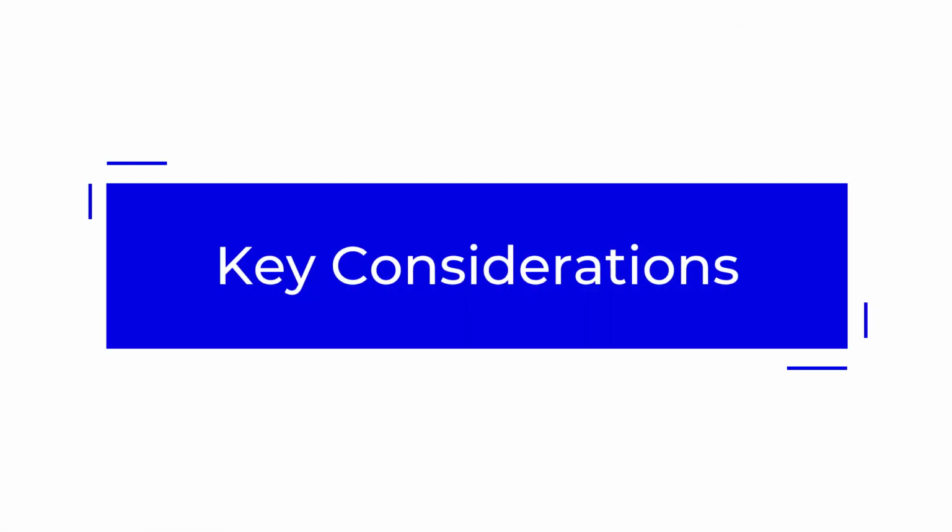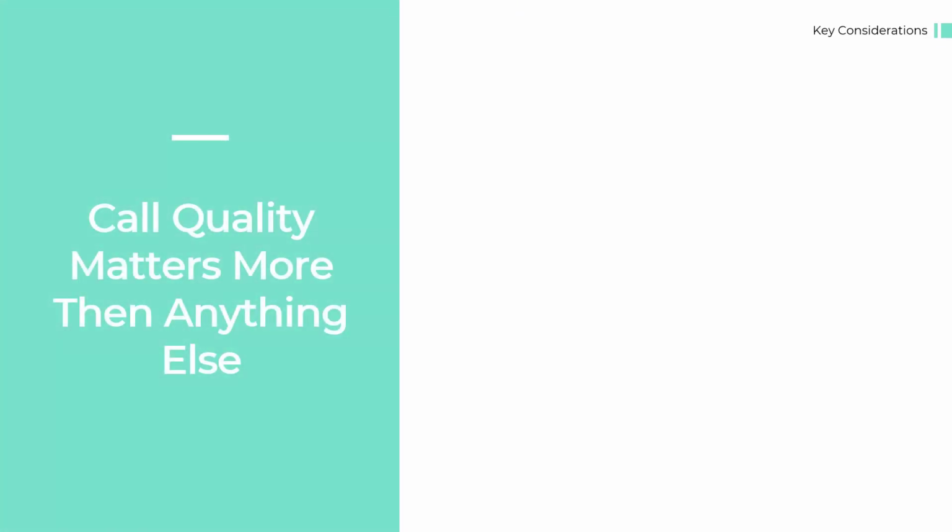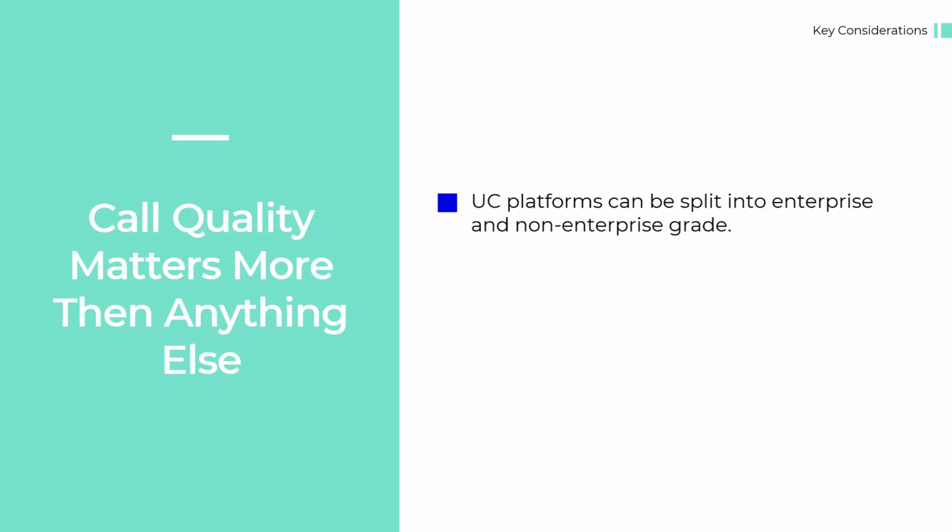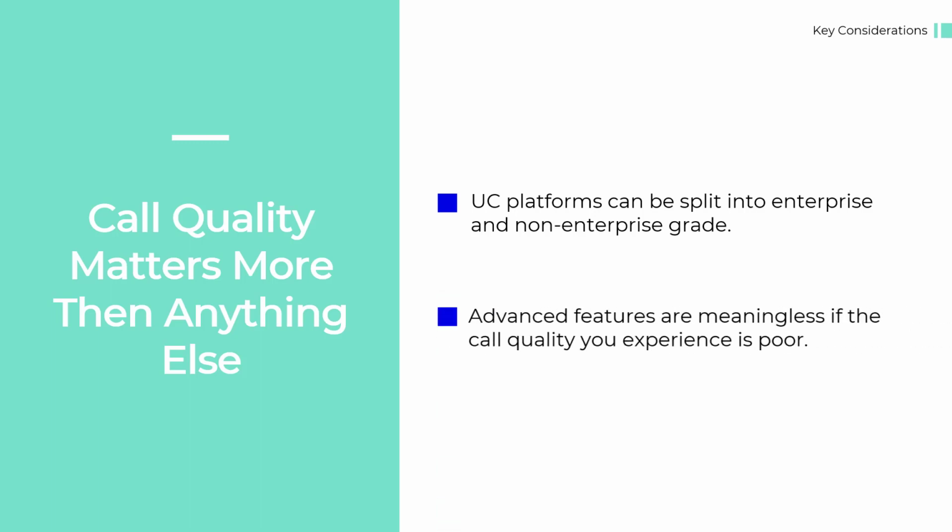Okay, so here's some key things you should look at when looking at a phone system or a contact center platform. UC platforms can be split into enterprise and non-enterprise. Advanced features are meaningless if the call quality is poor. So, long story short, call quality is the most important consideration. And as we go through this presentation, you'll understand some of the implications of this and how to make a decision as this pertains to price.